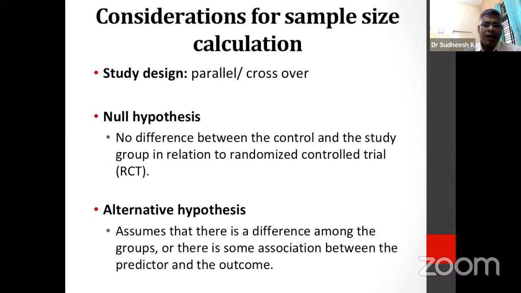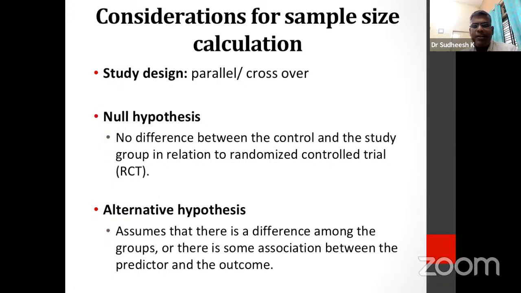Next is hypothesis. We should always have a hypothesis in mind before you start a study or a trial. It can be a superiority trial, where you are trying to prove that one drug is much better than the other drug. And the other one is a non-inferiority trial. What do you mean by non-inferiority trial? It means that whatever new drug you're trying is not worse, or is probably almost equal to the standard of care. That's what you're trying to prove. So that is the difference between a superiority trial and a non-inferiority trial.